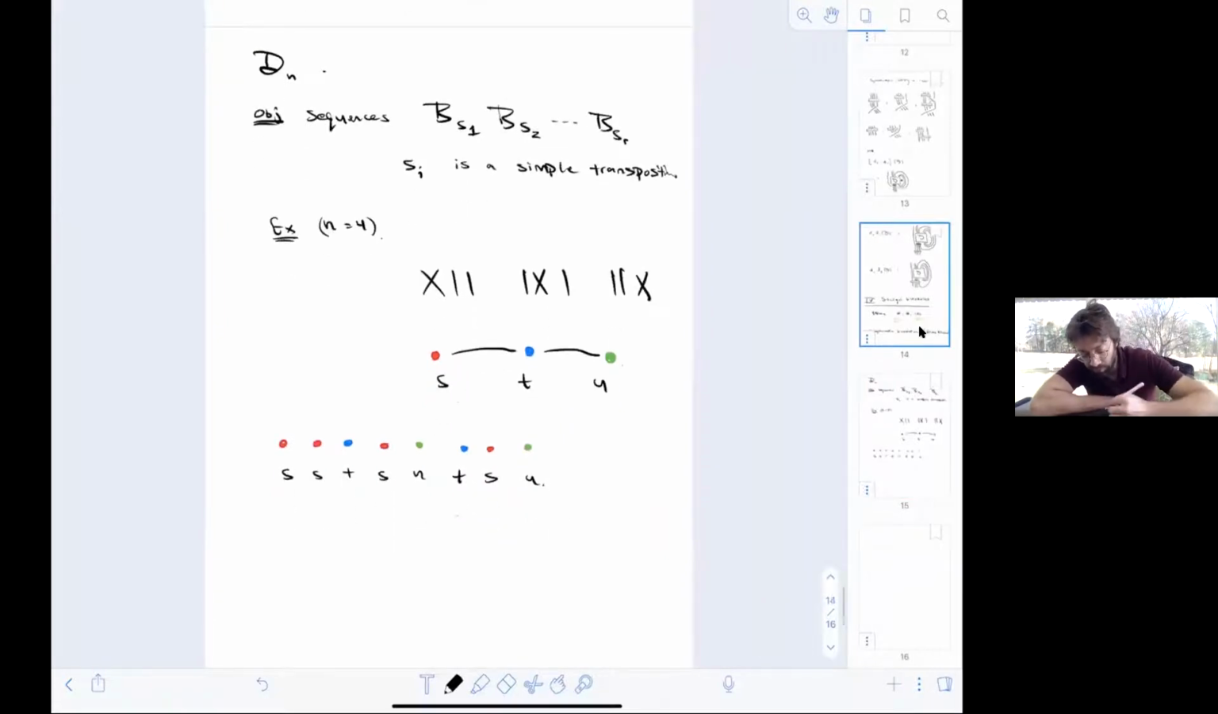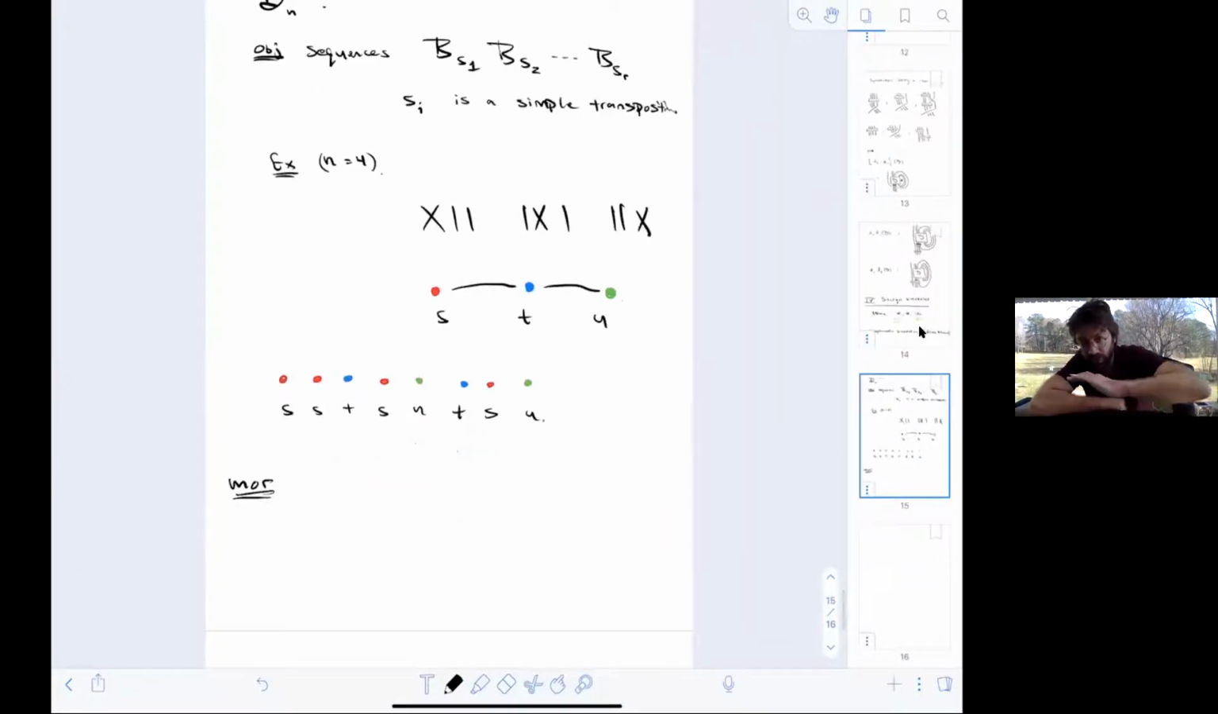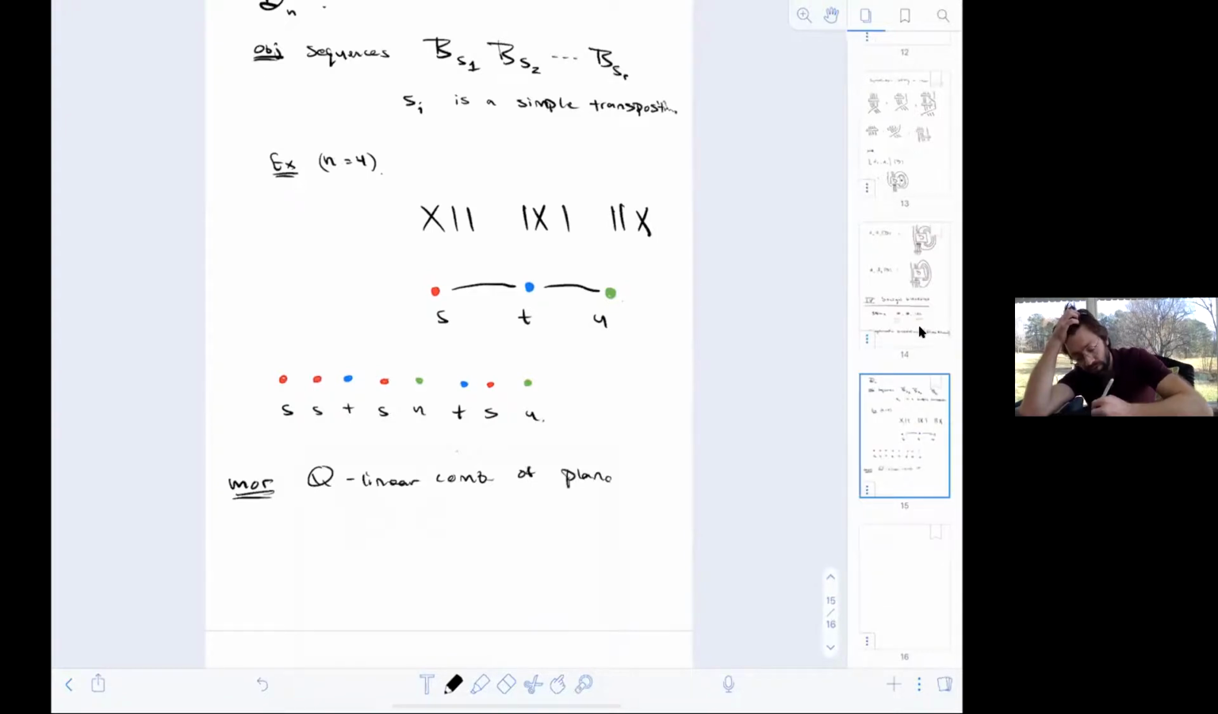Okay, so I've just told you what are objects in the category. Now I have to tell you what are morphisms in the category. So a morphism between two color sequences is supposed to be thought of as a linear combination of, here I'll take rational numbers to be my coefficients, so let's say Q-linear combinations of planar diagrams. The bottom boundary, just like before, will be thought of as the domain. The top boundary will be thought of as the codomain.